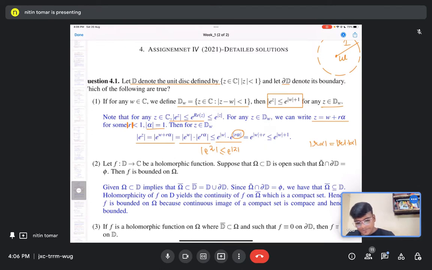Now, mod alpha, because it is in the circle, is 1, so this is precisely mod r. But what is mod r? Mod r is chosen such that it is less than 1, so hence we have this inequality. Is this clear?